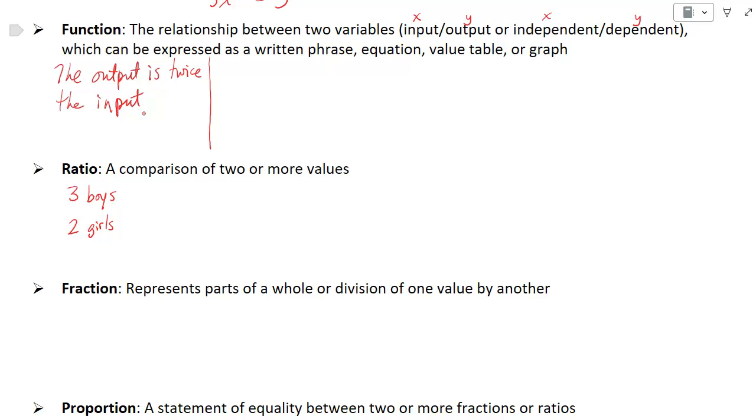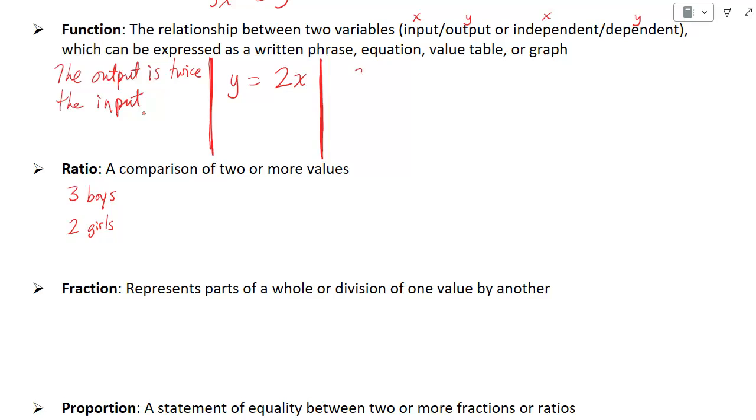But it can be expressed as a written phrase, an equation, a table of values, or as a graph. So I'm going to do the same function in all those four ways just to give you an idea. The written phrase I have here: the output is twice the input. So twice means 2 times. I'm multiplying by 2. It's a very simple function, but that's the written phrase. An equation would look like the output, y, equals twice the input, 2 times x. So y equals 2x, pretty simple, in this case a linear function. We'll get into what that means later.